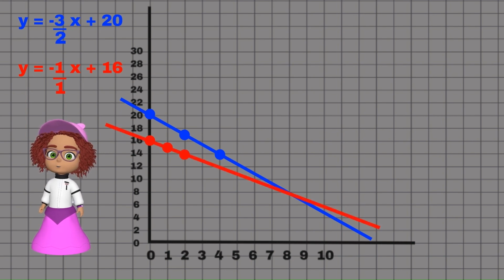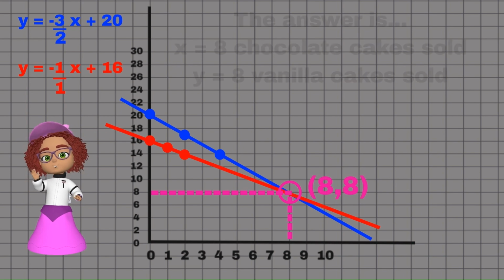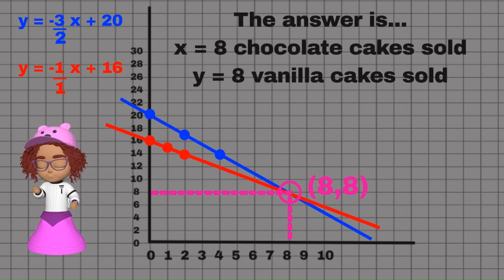This is where my 2 lines intersect. Therefore, the x-coordinate is 8, and the y-coordinate is 8. The solution is 8, 8. Therefore, there were 8 chocolate cakes sold and 8 vanilla cakes sold.